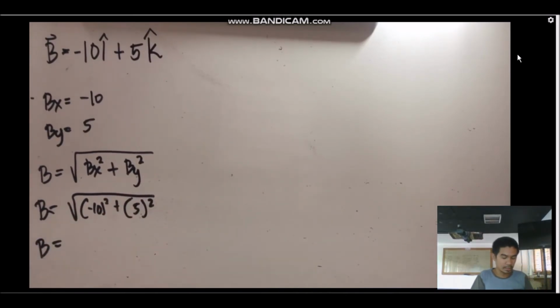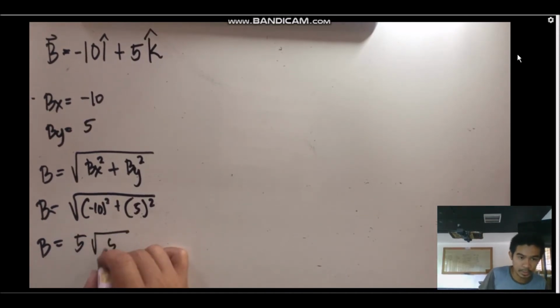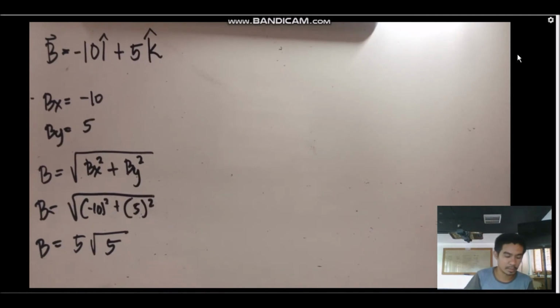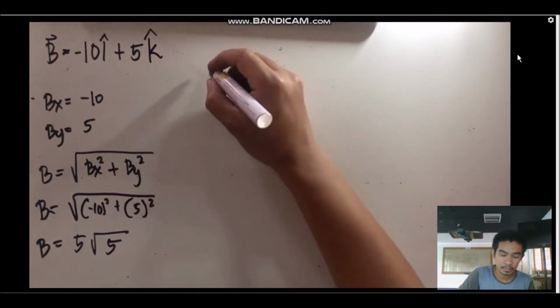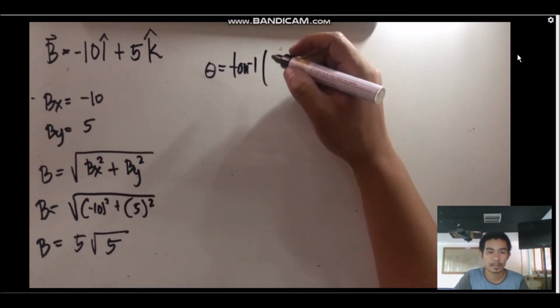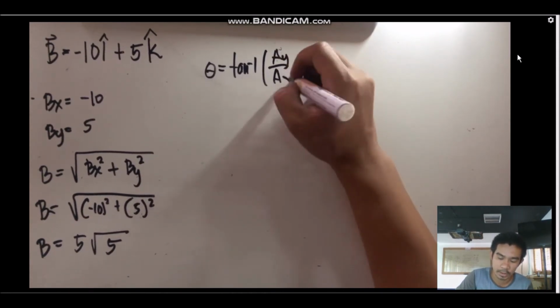Let's use the calculator for the magnitude of B. 10 squared... So B is 5 square root of 5. Okay, so you have B equals 5 square root of 5 units. Alright, how about the direction? Theta is the inverse tangent of the y component over the x component.